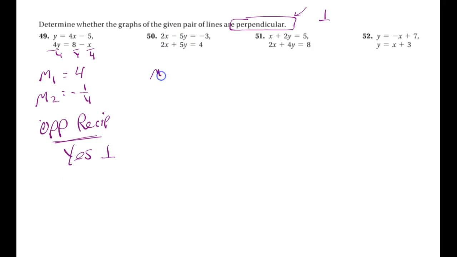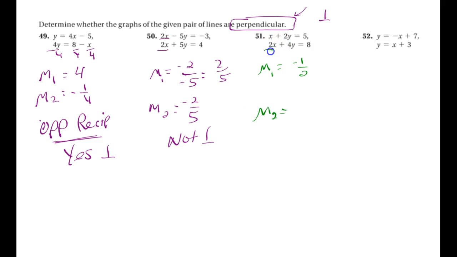Here I'm going to use the monkeys wouldn't prefer apples over bananas, so it's the opposite of the 2 over the b term. So the first slope is 2/5. The second slope is the opposite of 2 over the b term, and that's not opposite reciprocal. So I would say not perpendicular. For the third example, I'm going to continue using my monkeys wouldn't prefer apples over bananas. There's my first slope. The second slope, since it's in standard form, is the opposite of the first term over the second. This is parallel, so not perpendicular. It would have to be opposite reciprocal.